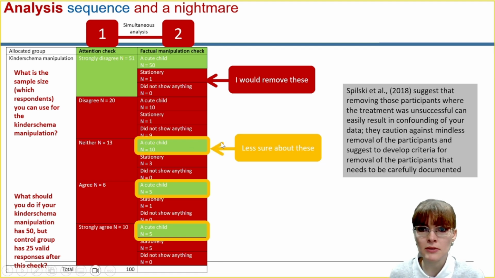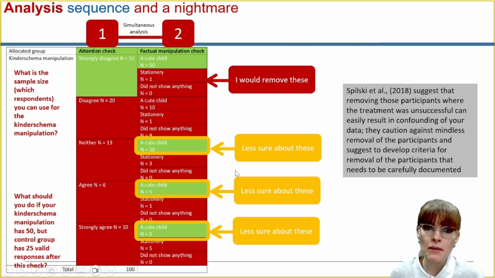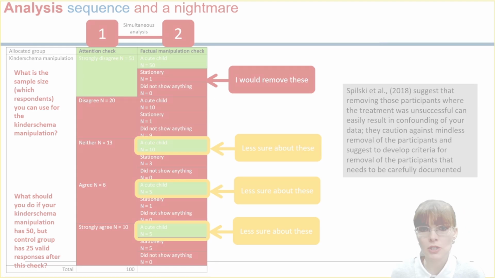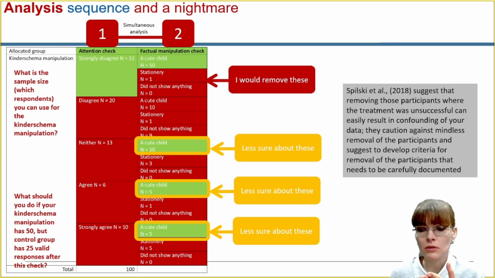Now, with these ones who are in yellow color, here I'm actually less sure about it. And the reason is they actually paid attention to my manipulation check, to the picture of the child that I exposed them to, but then they failed the attention check later on in a survey. In this case, what I would do, I would actually stratify my sample and I would test my conceptual framework on the total sample that includes everyone. Then I would test it separately on a sample that excludes these guys, and then on a sample that excludes these guys, and then on a sample that excludes these guys and these guys.